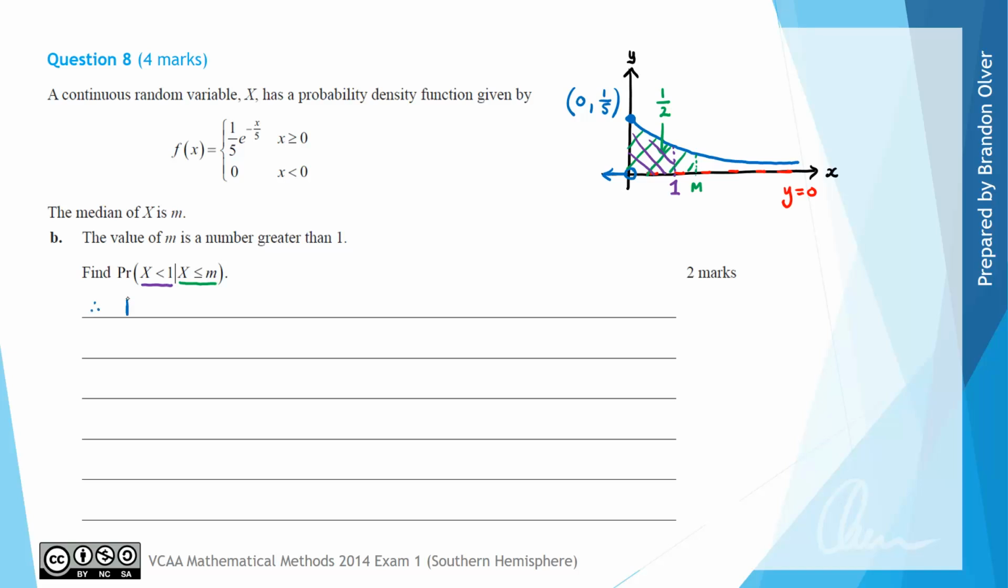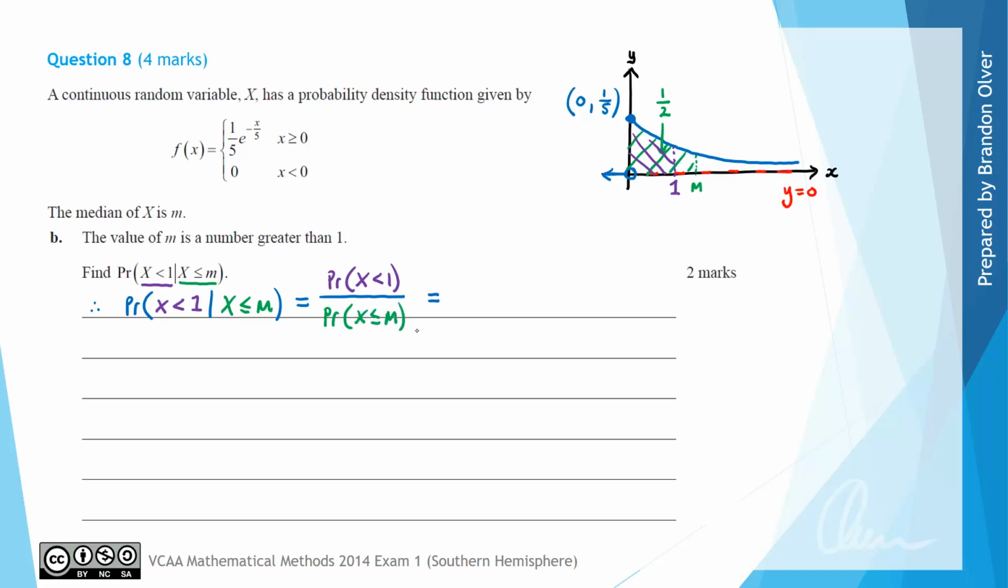So therefore, we know that the probability that x is less than 1, given x is less than or equal to m, can be calculated by finding the probability of their intersection, which from the diagram is simply the purple region, which is the probability that x is less than 1, divided by the condition, which is the probability that x is less than or equal to m.